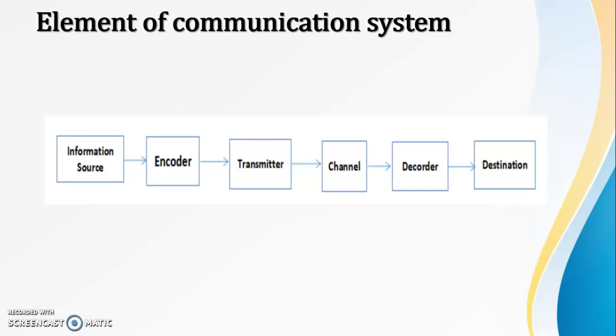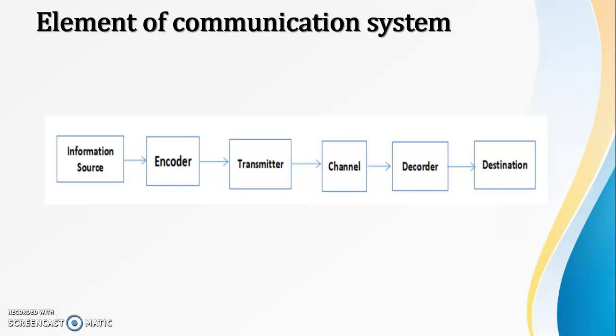The figure depicts a simple block diagram of a communication system. The information or message here is produced or generated from the source. After that, it is transmitted from source to destination through various blocks or units. For example, the first one is the encoder. The total process and the units which are used for information transmission are called a communication system.